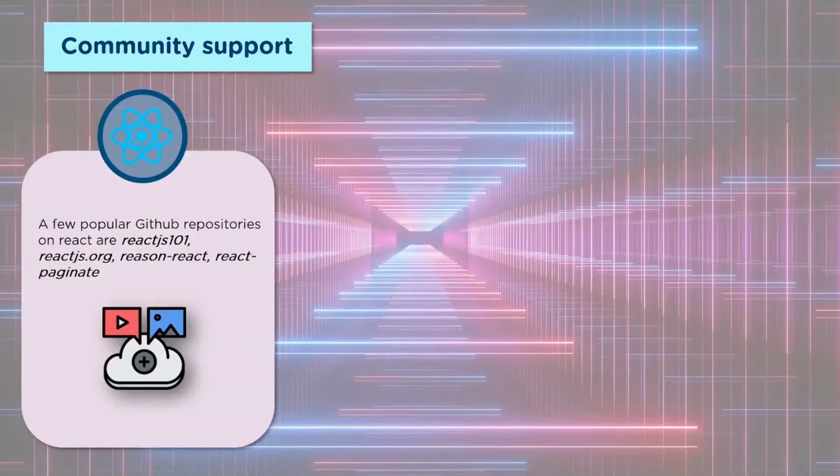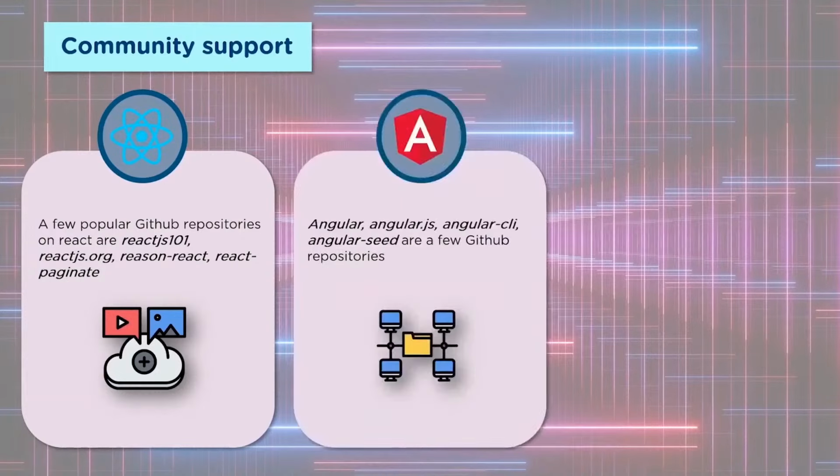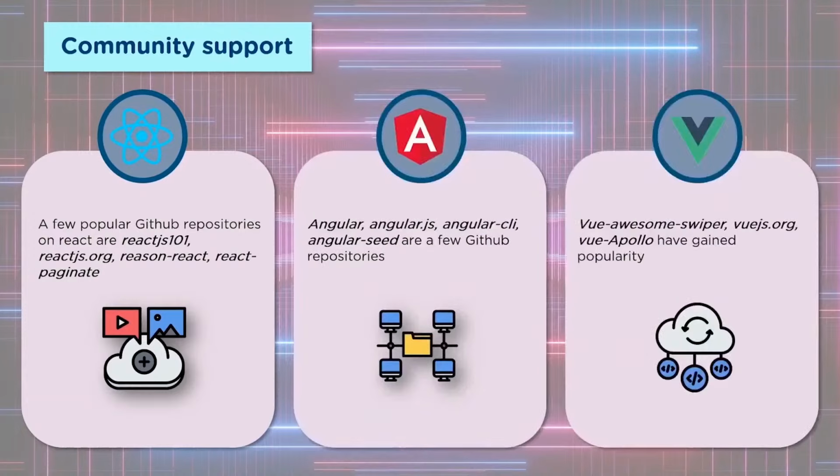There are a few popular GitHub repositories for React such as React.js 101, reactjs.org and so on. You can raise queries, solve a few and connect with the larger community that's working on React. Here are a few repositories for Angular. Vue also has a few popular repositories. You can commit, download third-party plugins and also explore these stacks even deeper.